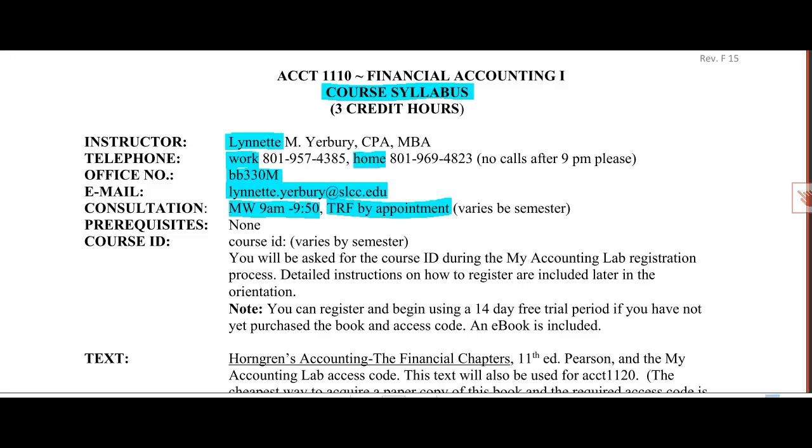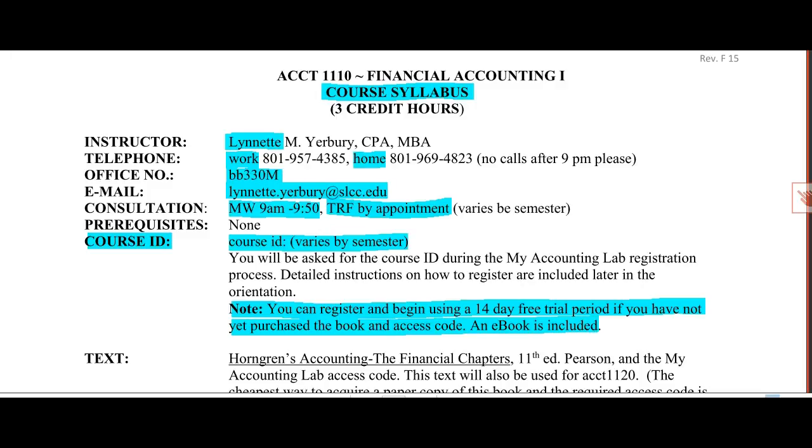The next thing I want to talk about is the course ID. The course ID will be used during the registration process on MyAccountingLab, and your course ID will be on your particular syllabus. It varies by semester. I want you to note, this is important. You can register and begin using a 14-day free trial period of MyAccountingLab, even though you have not yet purchased the book or the access code, and a textbook is included in it, an ebook. So there's no reason to wait for funding.